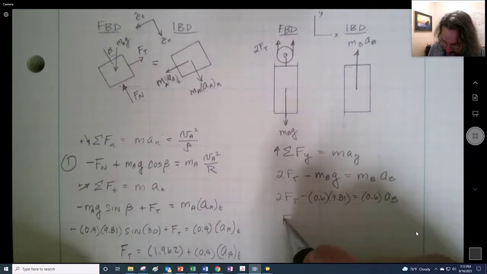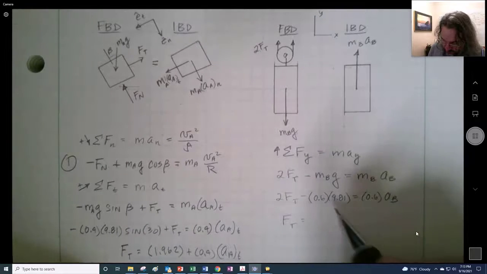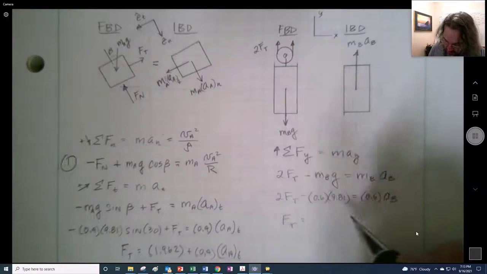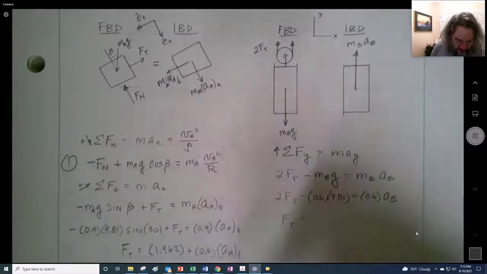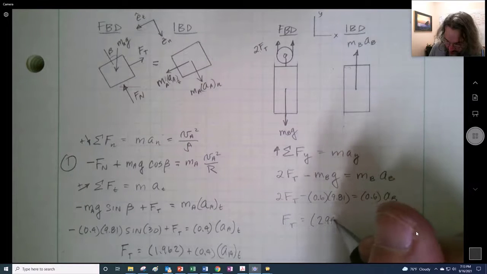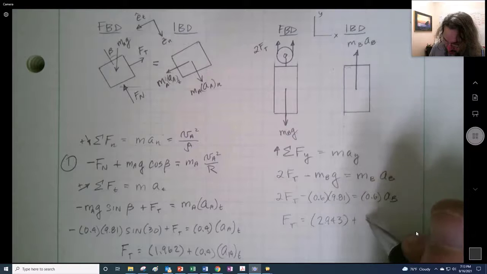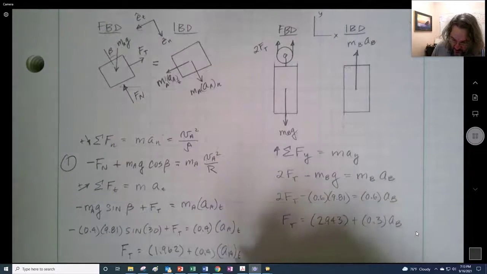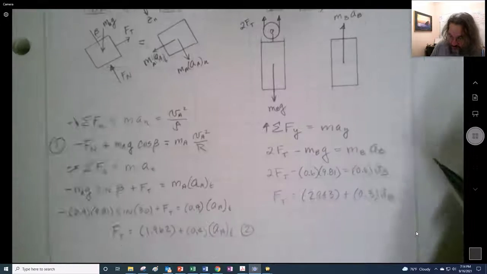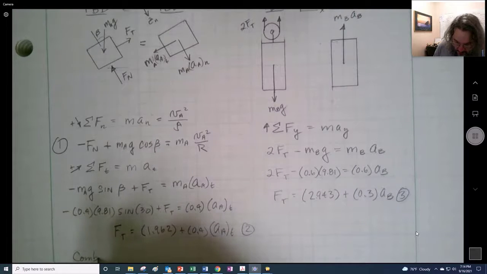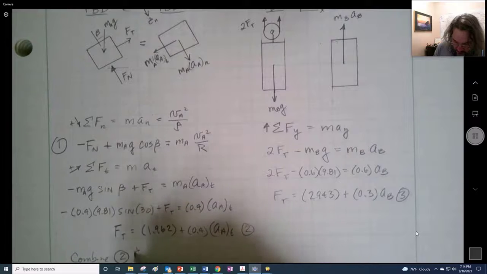So we can go ahead and stick FT over to here. So 0.6 times 9.81, and divide that by 2. Right? So we can put that over here onto this side. That's going to be 2.943, and that's going to be plus 0.3 because we're dividing this by 2 right over there, AB. Right? So we might want to call this equation 2, and we'll call this equation 3, and we're going to go combine 2 and 3.